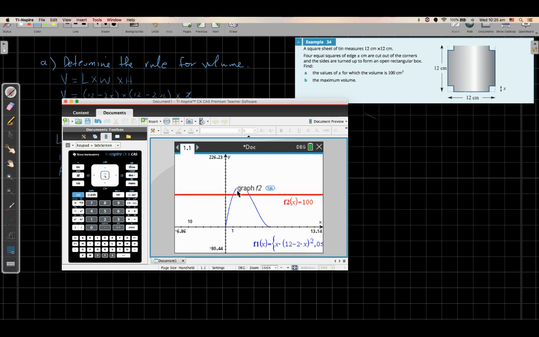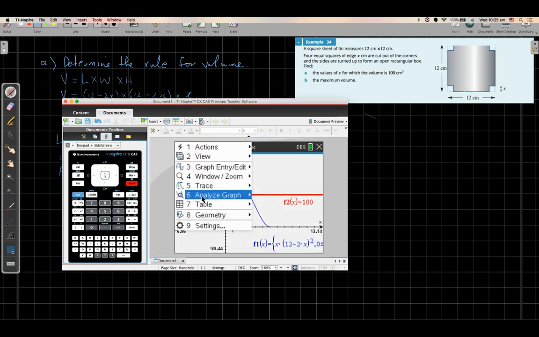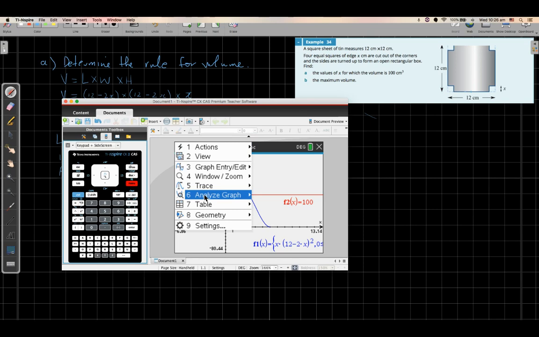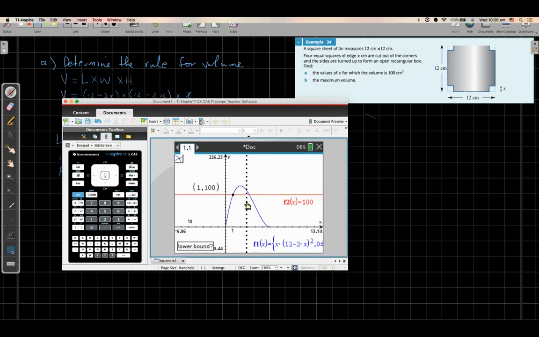Now we've looked at this before where we've got intercepts between graphs, and you might remember it's Analyze Graph. So we go Menu, Analyze, Intersection, and it says lower bound down in the bottom left hand. You put your vertical line on the left, click, drag across, and click again. So we've got a value of 100. Then again, we go Menu, Analyze Graph, Intersection, click to the left, drag, click to the right. And we have a value of 3.21, 100.